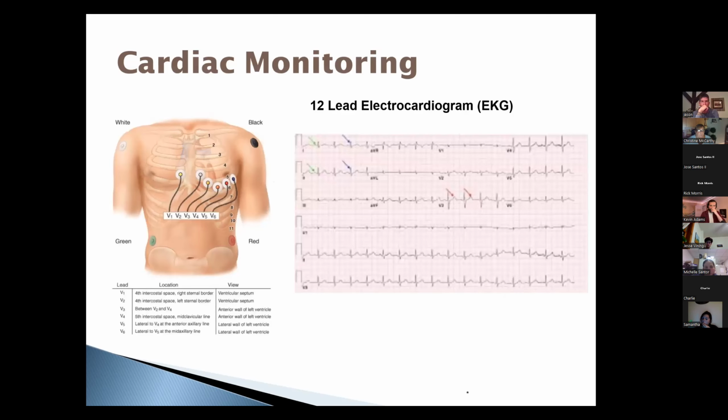So here's just what the placement of an EKG looks like. Now, it's also called a 12-lead electrocardiogram. The reason it's EKG and not ECG is just a matter of language. EKG is electrocardiogram in German.